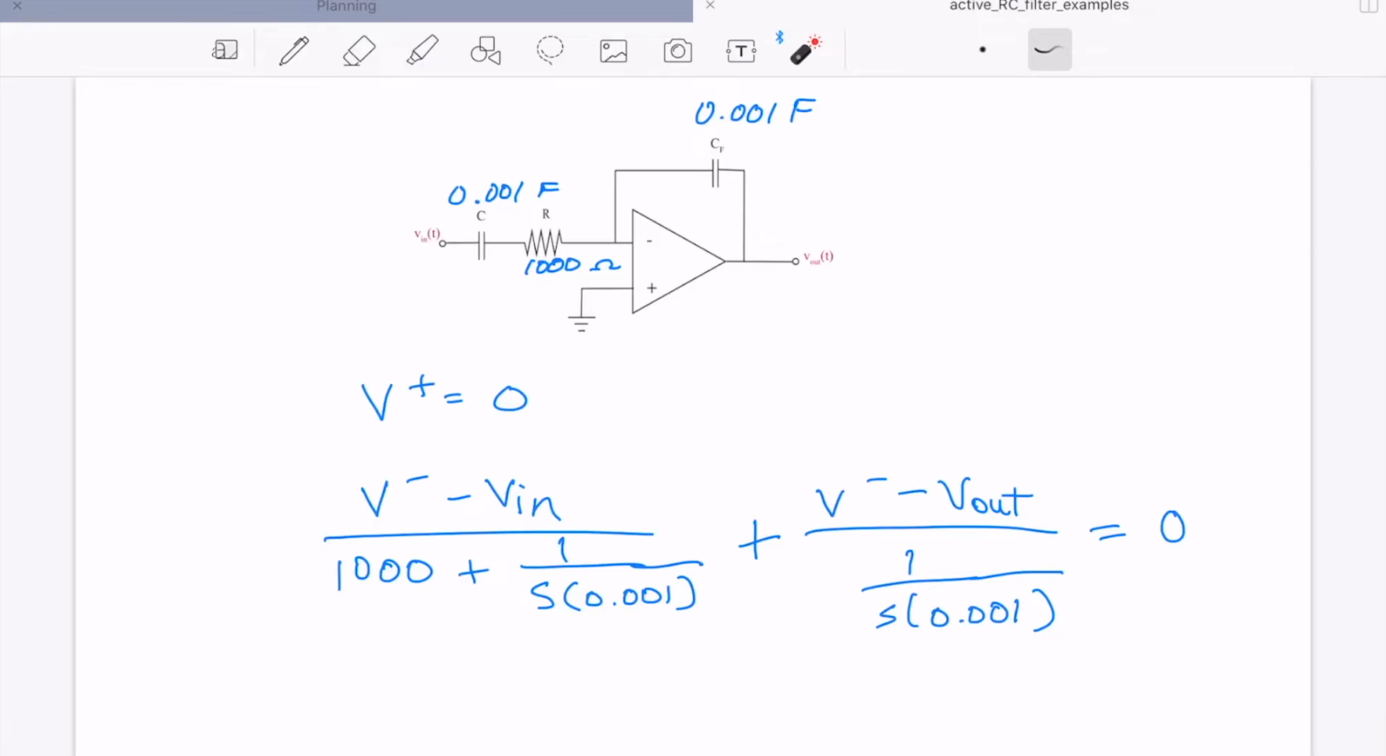So what we'll do is we have to remember, of course, that since V plus is equal to 0, V plus is equal to V minus, so that will be equal to 0 as well. So this will allow us to plug in 0 for V plus and V minus and multiply through by minus 1. And we'll end up with Vn over 1000 plus 1 over S times 0.001, plus V out over 1 over S times 0.001 equal to 0.